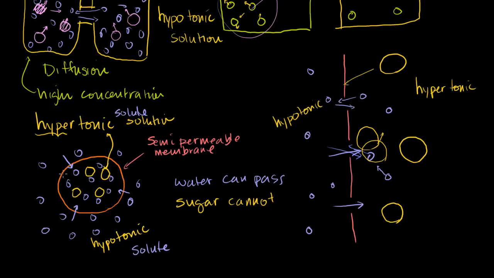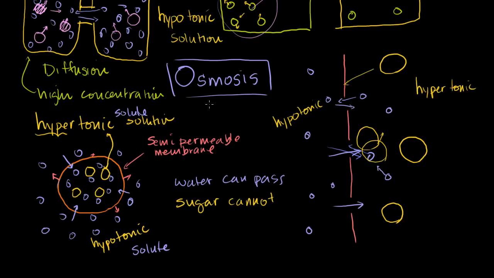And actually, if this thing is stretchable, more water will keep flowing in, and this membrane will stretch out. But I won't go into too much detail here. But this idea of water as a solvent diffusing through a semi-permeable membrane is called osmosis. You've probably heard of learning by osmosis. If you put a book against your head, maybe it'll just seep into your brain. Same idea. That's where the word comes from. This idea of water seeping through membranes to try to make concentrations more equal.